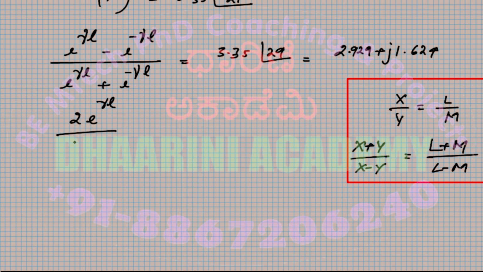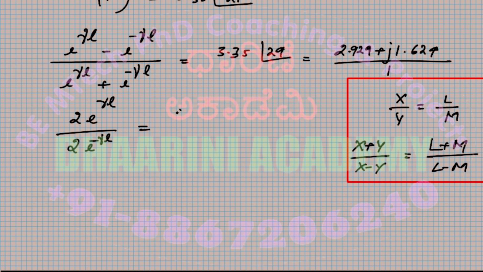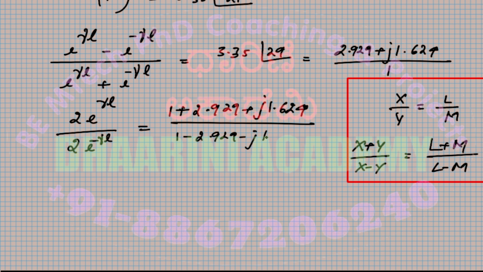So 2 e to the power gamma L is equal to, let's do that. The denominator here is 1, so this is 1 plus 2.929 plus j 1.624, whole divided by 1 minus 2.929 minus j 1.624. As you told, this will get cancelled. So this is e to the power 2 gamma L. Can you simplify the right hand side?